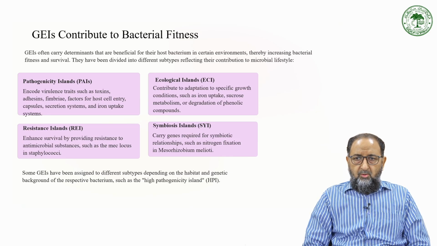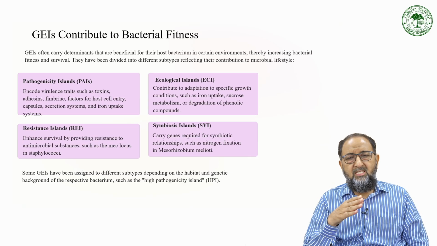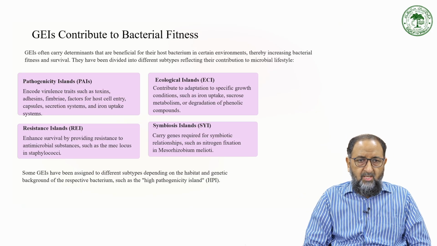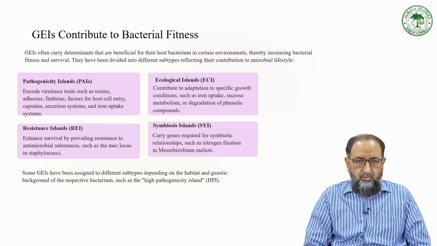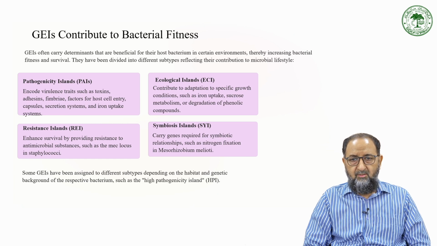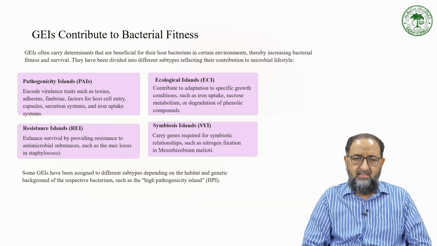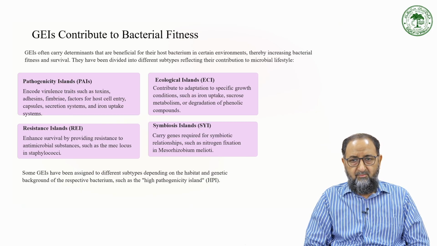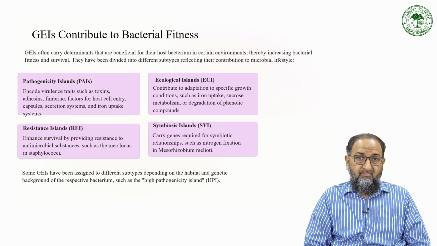And they also increase the life cycle of the bacterial population or bacterial species. Now, pathogenicity islands are also part of it, because under the genomic island they have been divided into the pathogenicity island, ecological island, resistance island, and symbiosis island. So all these four categories are subsets of the genomic island, which is present in the genome in different categories and has different functions.